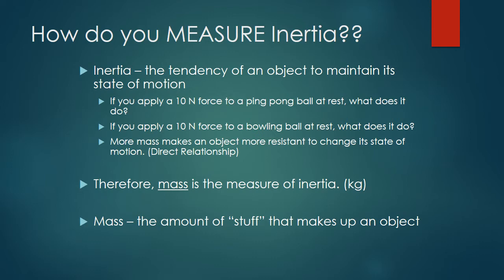And mass is the amount of stuff that makes up an object. It does not vary with location. So you go to the moon or you stay on Earth, you have the same mass. It's your weight that changes.